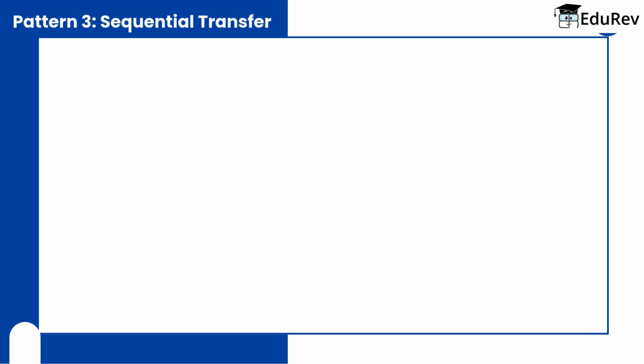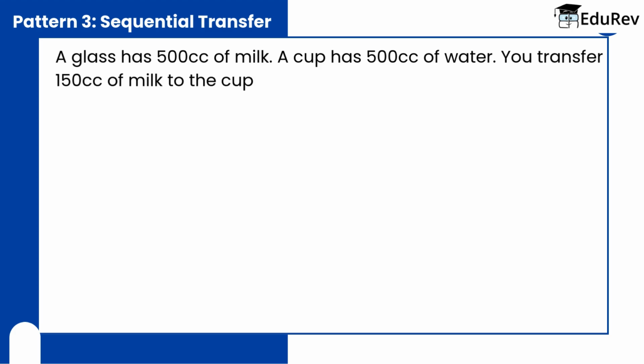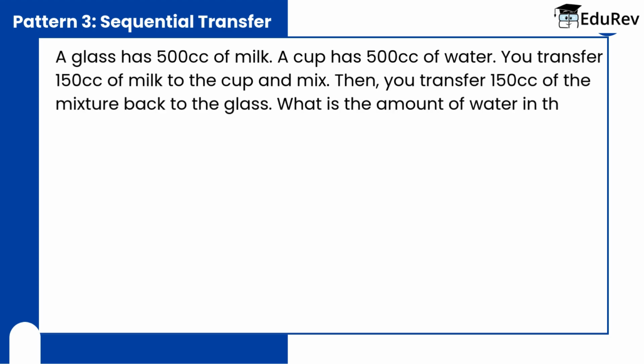Now the last question of our video is pattern 3, sequential transfer. A glass has 500 cc of milk. A cup has 500 cc of water. You transfer 150 cc of milk to the cup and mix. Then, you transfer 150 cc of the mixture back to the glass. What is the amount of water in the glass now?